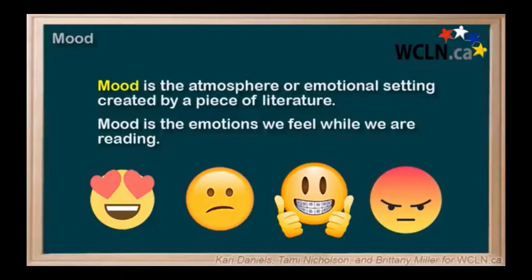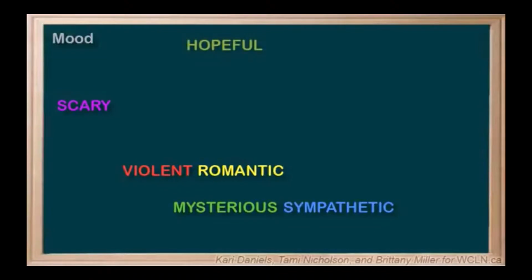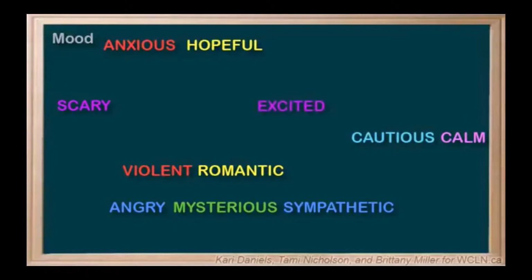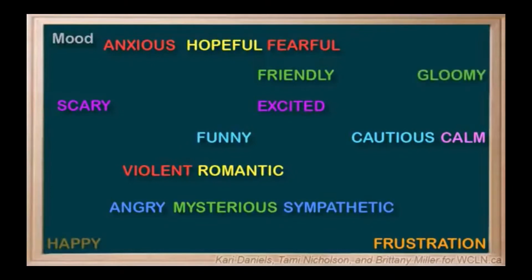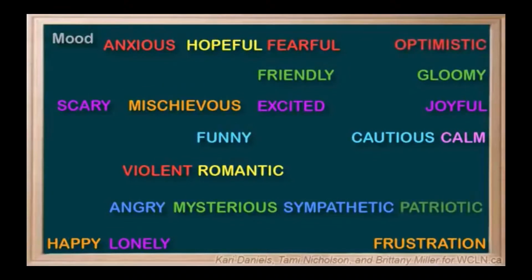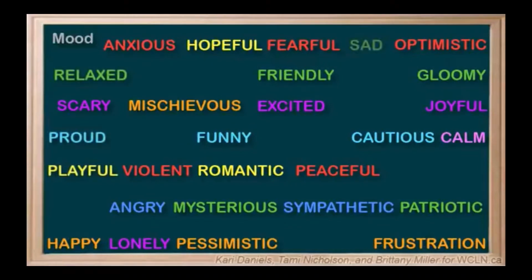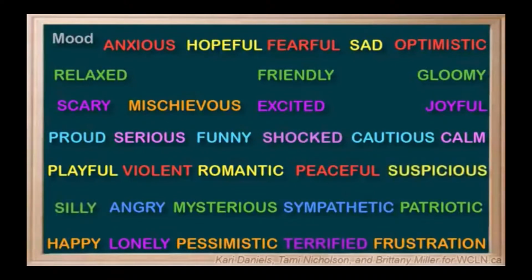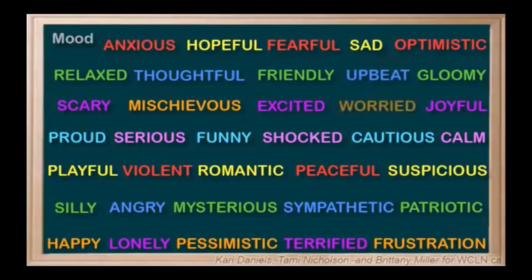Types of mood include scary, romantic, mysterious, violent, sympathetic, hopeful, angry, anxious, calm, cautious, excited, friendly, fearful, frustration, funny, gloomy, happy, joyful, lonely, mischievous, optimistic, patriotic, peaceful, pessimistic, playful, proud, relaxed, sad, serious, shocked, silly, suspicious, terrified, thoughtful, upbeat, worried.